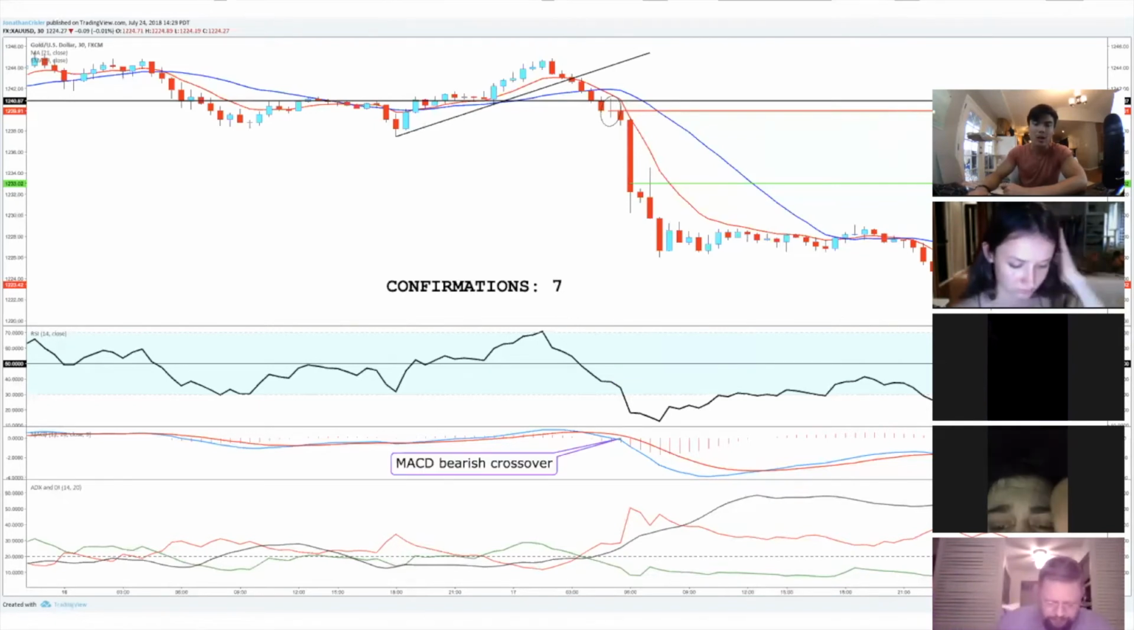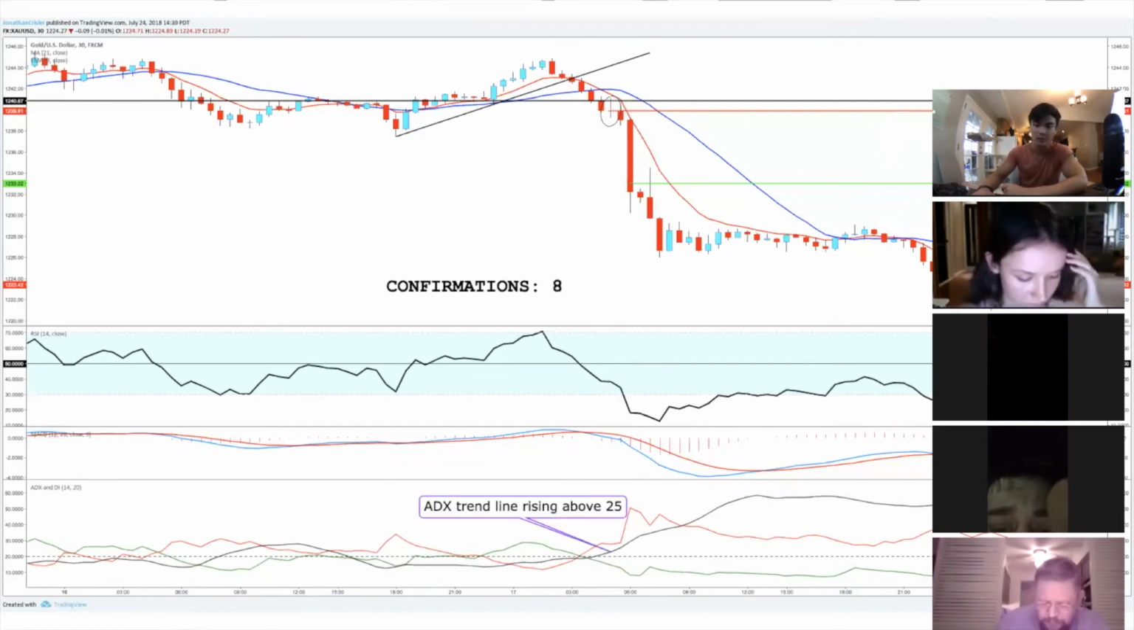MACD had a bearish crossover right here, just like the moving averages. Tell us the same thing. It's a good time to sell.